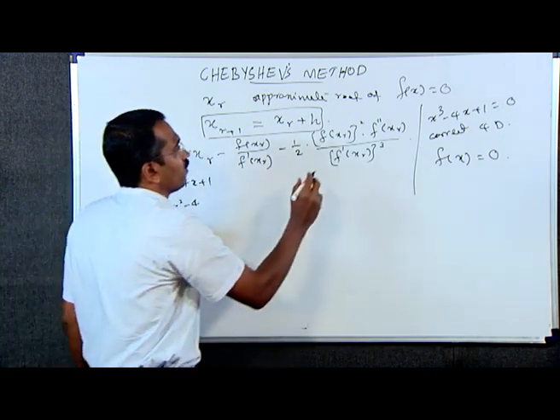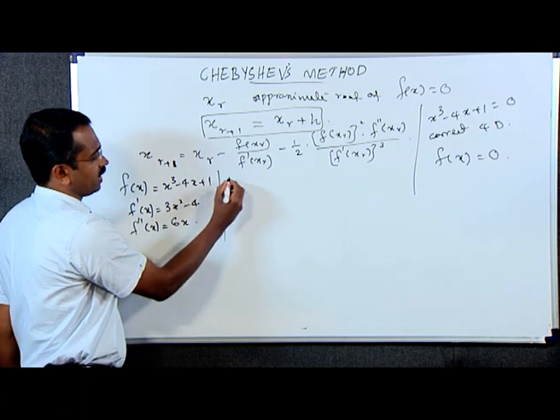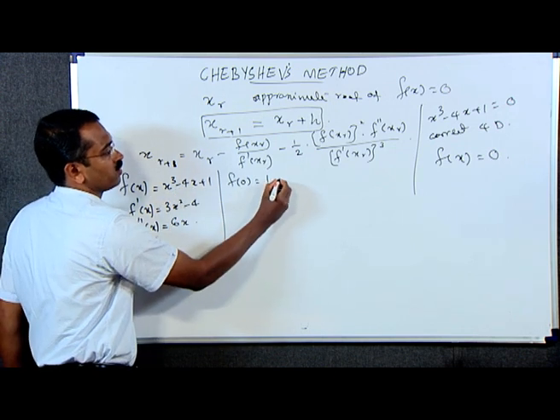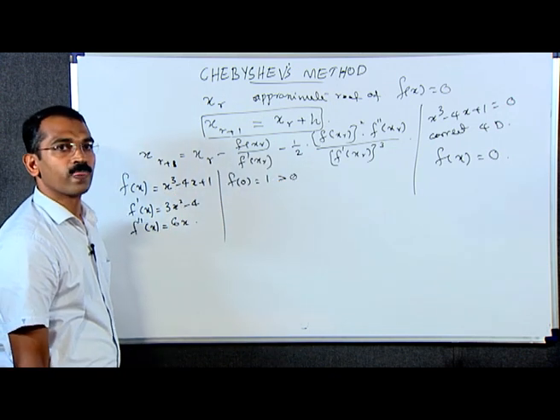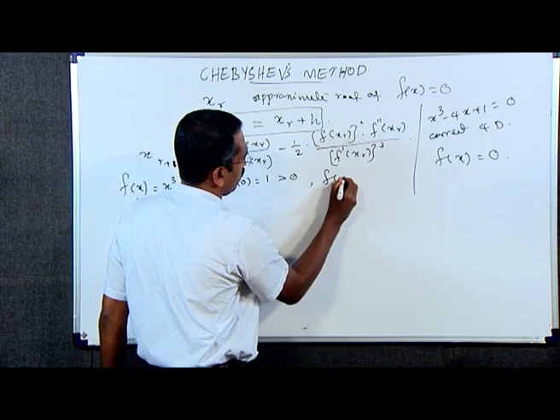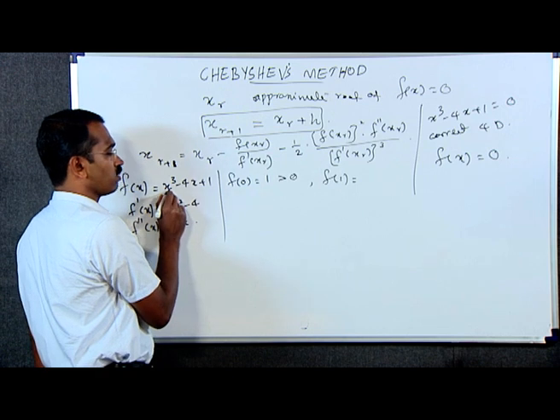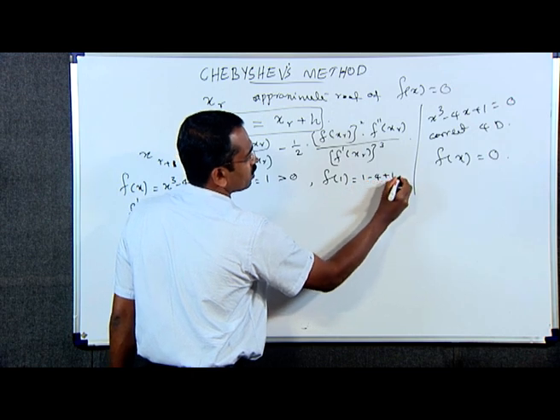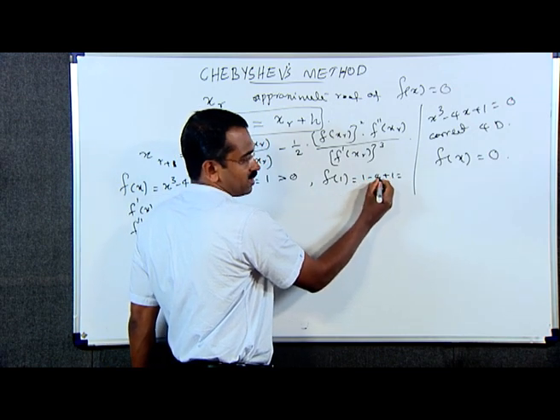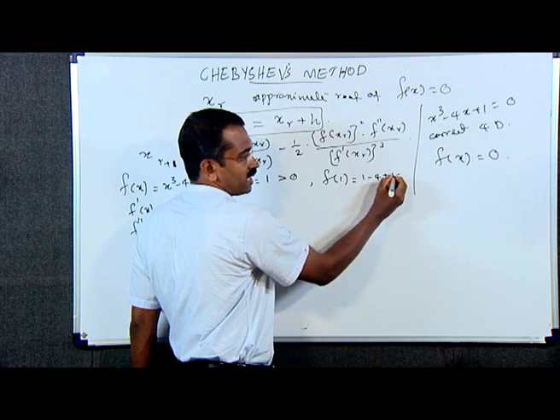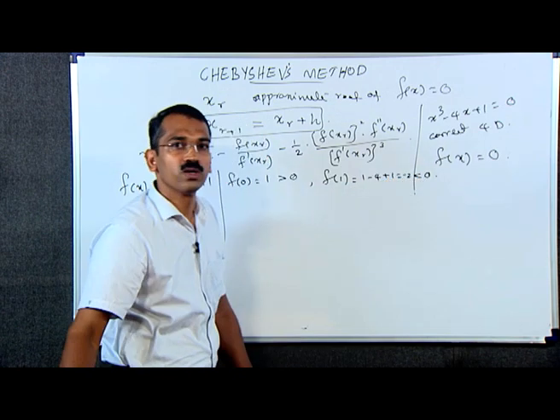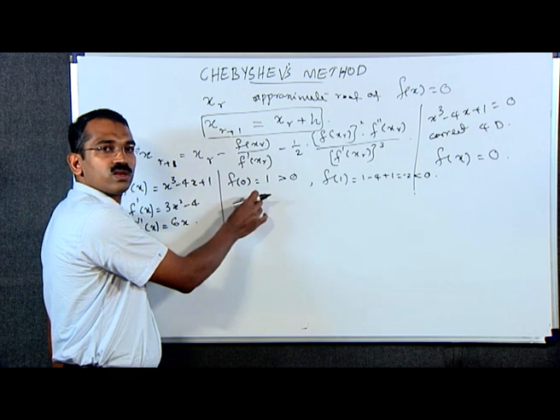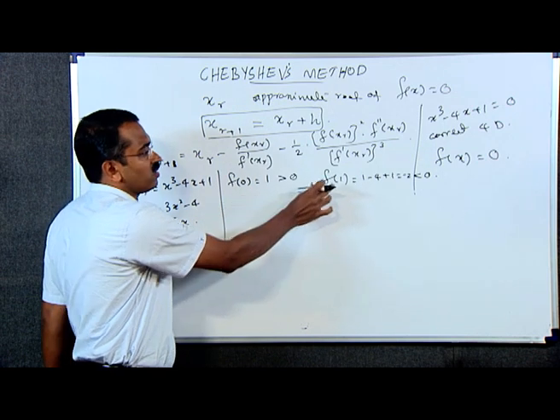Now from here we can observe that f(0) is equal to 0 minus 0 plus 1, that is 1, which is positive, and f(1) is equal to 1 cube, that is 1, minus 4 into 1, minus 4, plus 1. This is equal to 1 minus 4 is minus 3, minus 3 plus 1 is minus 2, which is negative. Therefore, by the location theorem, we can say that there exists a root in between 0 and 1.